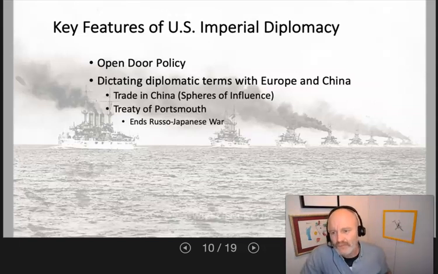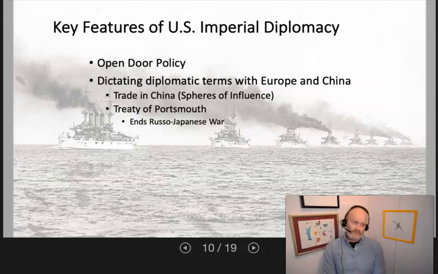The Treaty of Portsmouth ends the Russo-Japanese War. Put a mental pin in this because this is kind of a big shocker, right? Again, all that social Darwinism stuff about Europeans being the best, and then suddenly Japan beats Russia really bad.